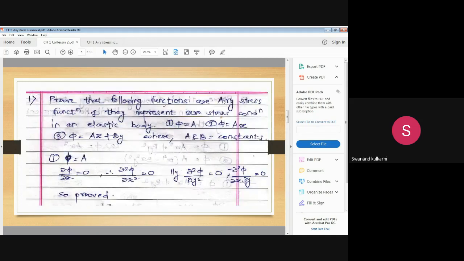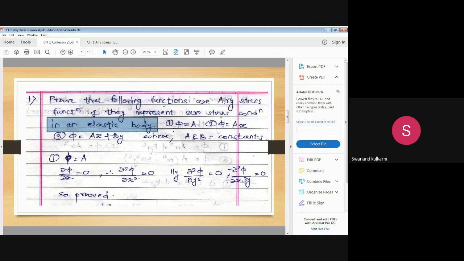Let us have these three equations, which are small equations. Let us consider the first equation phi is equal to a. Small potential function. Now we are considering a, always a is considered to be constant. A, B, these terms we are using as constants, and x, y that we are using as variables. So first of all, the question is prove that the following functions are Airy stress functions and they represent zero stress condition. Is it okay? So this is the question, and always that is true for the elastic body.